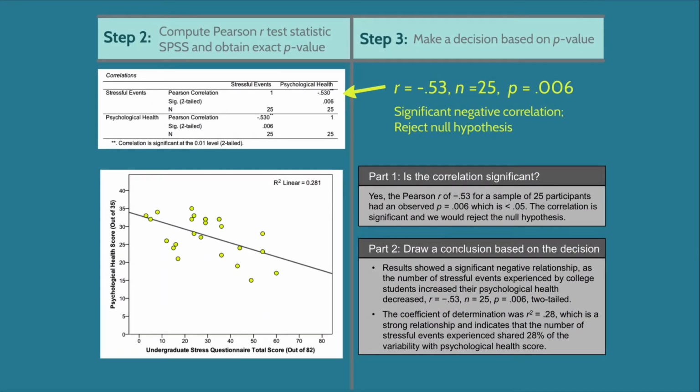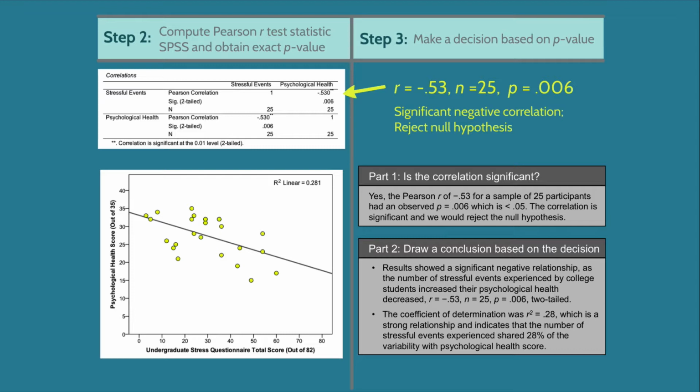Our second step would then be to compute the Pearson r test statistic and obtain the exact p-value in SPSS. We'll show you how to do this in just a moment, but here you can see the generated SPSS output looking at the correlation between the number of stressful events college students experienced and their psychological health. The output gives us three specific pieces of information. First is the Pearson r correlation coefficient, which in this case was negative 0.530.